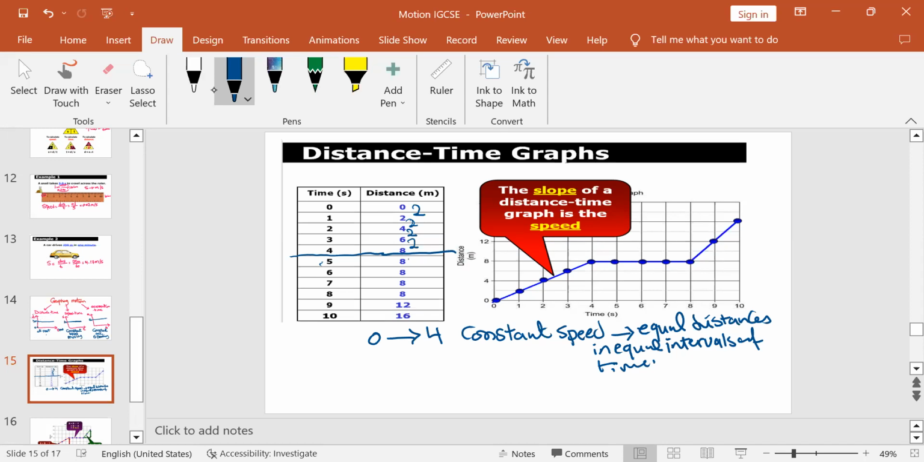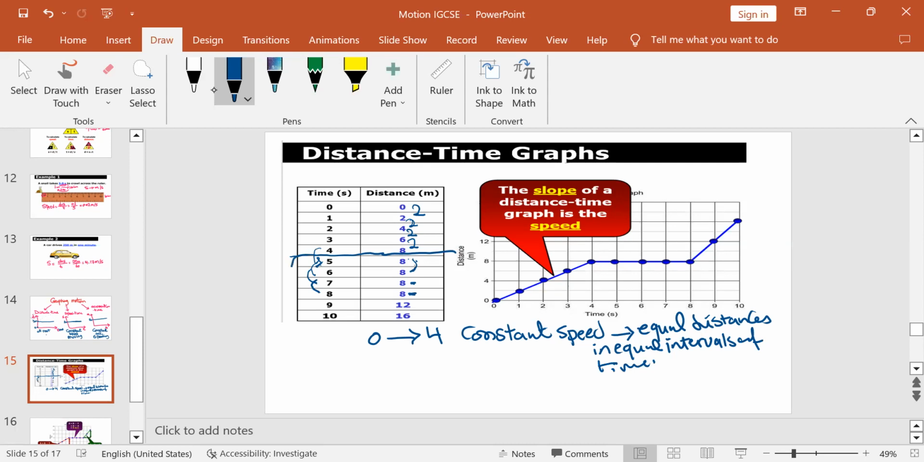It's at rest. The body didn't change. The body didn't cover any distance. Time is passing, as you can see, from 4 to 5, but the distance is still the same, right? The same from 5 to 6. The body stays at the same point from the starting point. From 6 to 7, the body is still at 8 meters. From 7 to 8, the body is still at 8 meters.